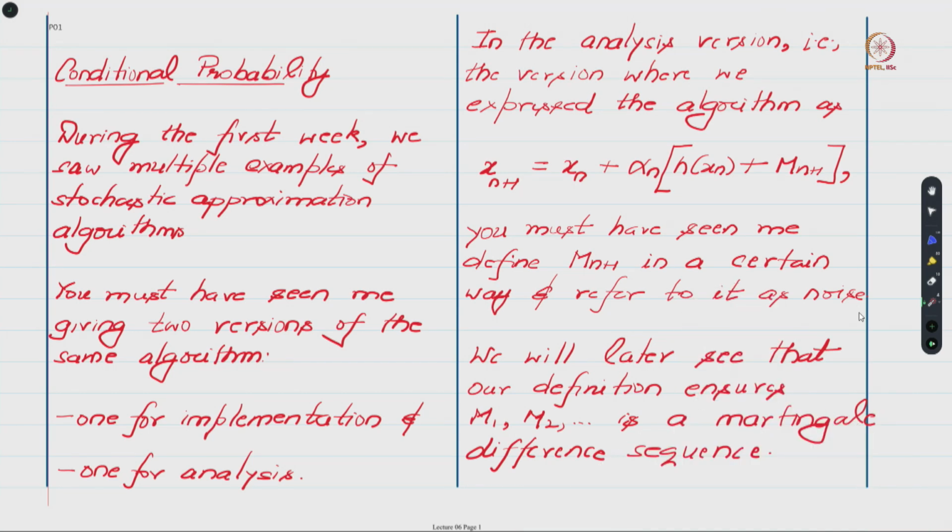These are the kind of questions that must have hopefully arisen in your mind, and we will later see, hopefully in a couple of lectures, that the definition that I provided ensures that this sequence m1, m2, m3, which is obtained by substituting different values of n over here, actually turns out to be what is called a martingale difference sequence, right. So in order to understand what a martingale difference sequence is, we will need to understand some basics of probability. In particular, we will need to understand some foundations of conditional probability, right.